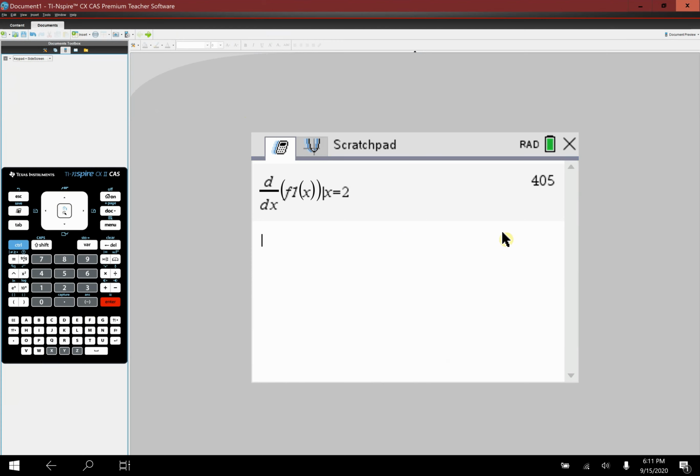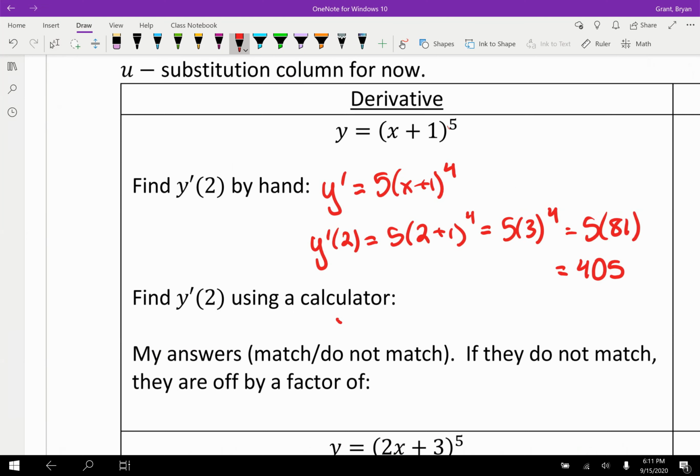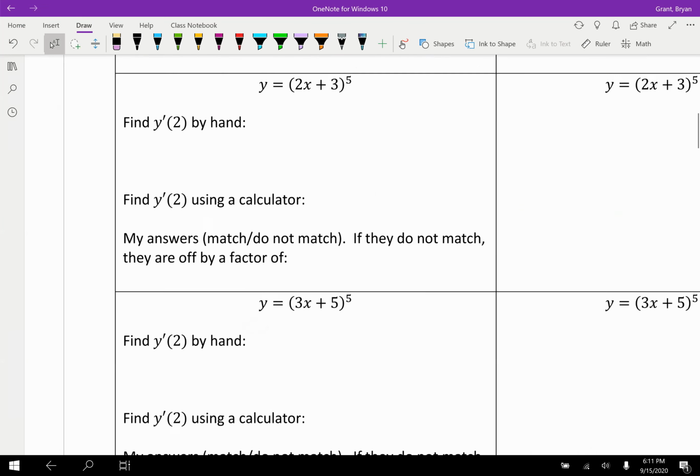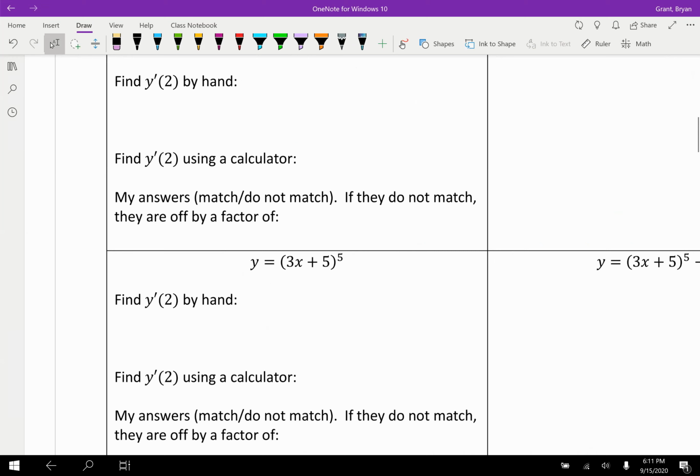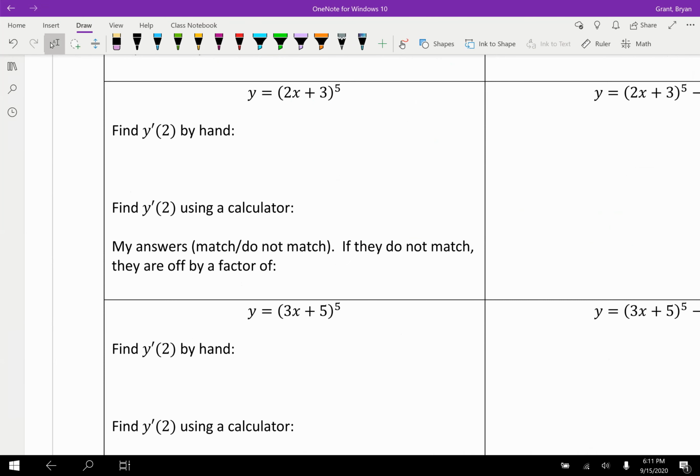Enter. 405. I have crushed it. There were cheers everywhere. The crowd went wild. So y prime of 2 using a calculator was also 405. My answers do match. If they don't match, why would they be off? Cool. You have 2 more of these to do. You have 2x plus 3 as well as 3x plus 5. So take a couple minutes, try those. Once you've tried them, unpause this video, and then we will discuss.